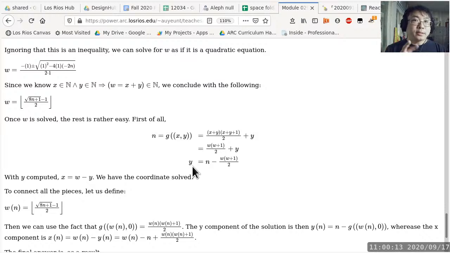Okay, so out of x and y, we know what x plus y is, and we also know what y is. So to get to x, it's pretty easy, because once w is known and y is known, then x is really just w minus y, and now we have the whole thing resolved. The rest is really just notational, where we look at w as a function instead of as a single variable. But other than that, the trick of solving x and y given n is here.